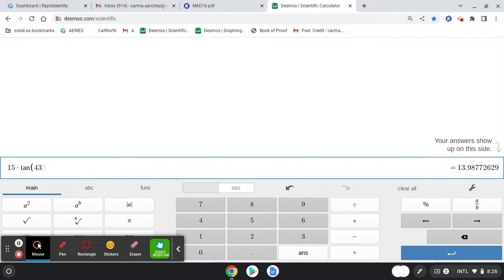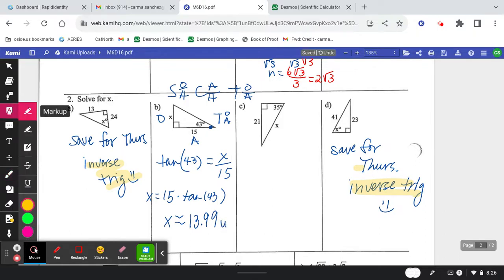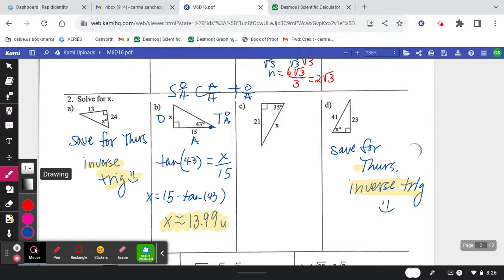13.987 rounds to 13.99. And there's no feet or centimeters, so we're just going to say U for units. So were you able to find that this was a tangent function? Were you able to plug into the equation, set up the trig function, and then were you able to actually plug it into Desmos? At what point are you on these?